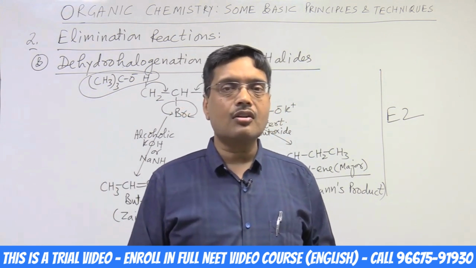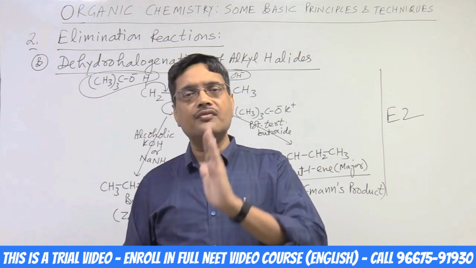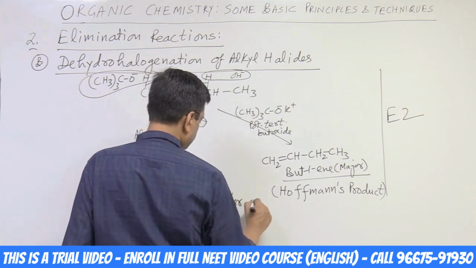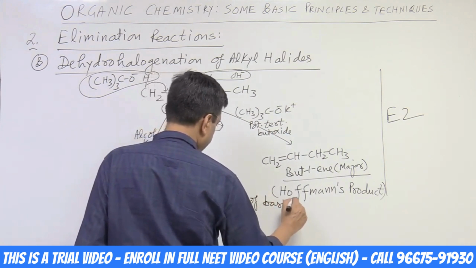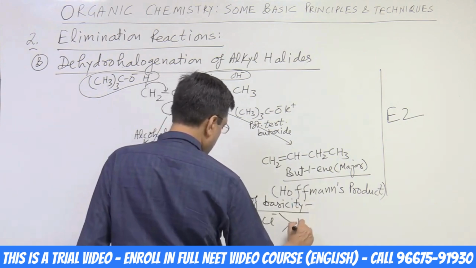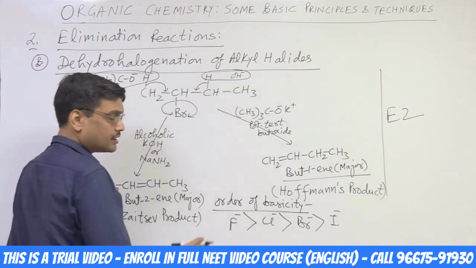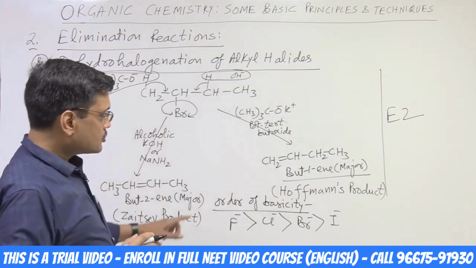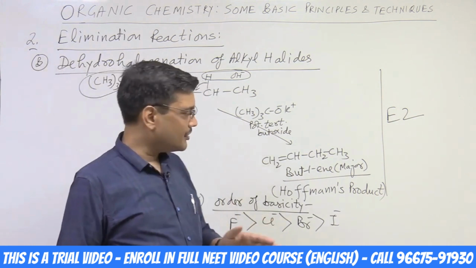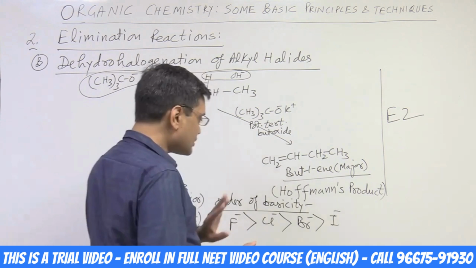So the basic nature of the halide ions: fluoride ion is the strongest base and iodide ion is the weakest base. So the order of basicity of halide ions is fluoride, chloride, bromide and iodide, because iodide ion forms the strongest acid and fluoride ion forms the weakest acid. So leaving ability of the group depends on the basic nature. Weaker is the base, better is the leaving ability. So leaving ability of the group becomes the reverse of that.